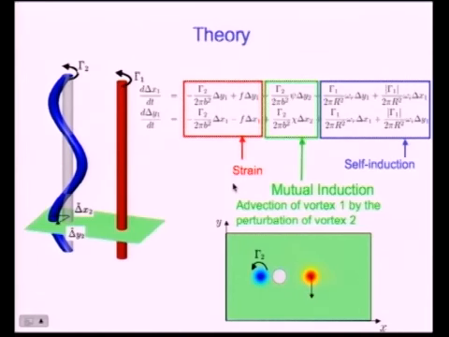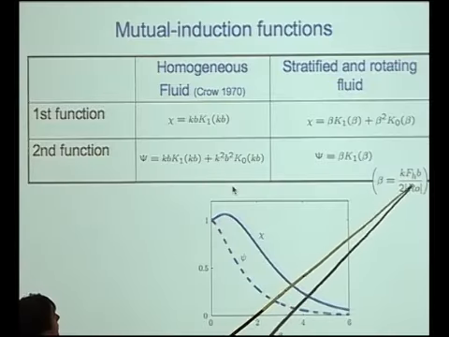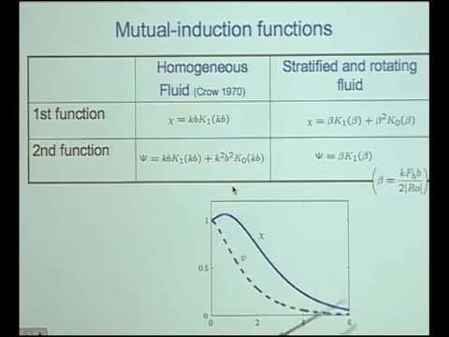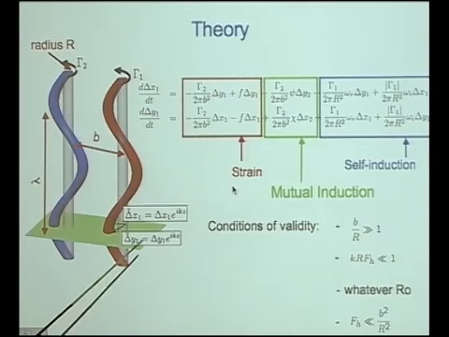And so this depends on mutual induction functions, psi and chi here, which describe how the perturbation outside the vortex decays. And these functions are also different in stratified and rotating fluid than in homogeneous fluid. So in stratified and rotating fluids, they depend on k, the wave number, B, the separation distance, and the ratio between the Froude number and the Rossby number.